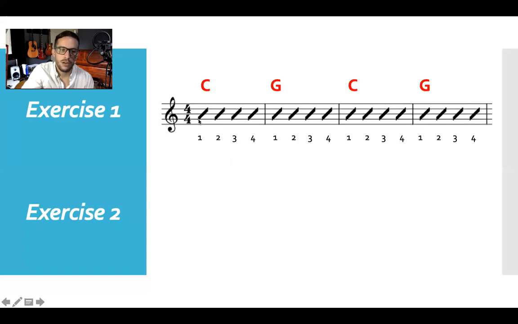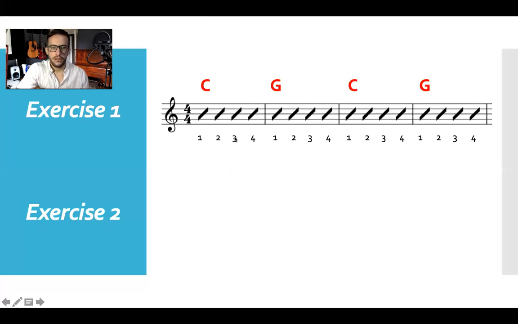So you have 1 chord, 2, 3, 4, and then you change to G, 1, 2, 3, 4. You did this type of exercise last year, so this is going to be a little bit of a review, but with the guitar. So that right there, you're going to play 1 bar of C, 1 bar of G, 1 bar of C, and then 1 bar of G.